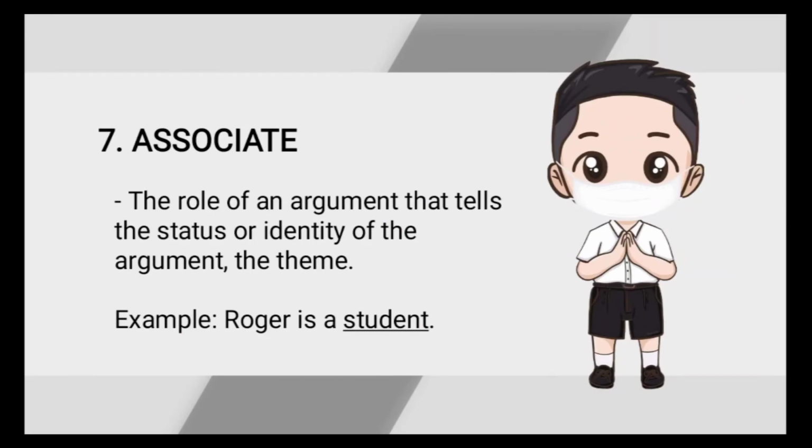We also have associate. Associate is the role of an argument that tells the status or identity of the argument, the theme. It is the entity which associates the theme. For example, Roger is a student. In the sentence, student is the associate because it tells something about the status of Roger.